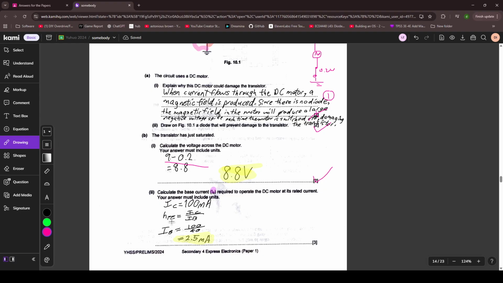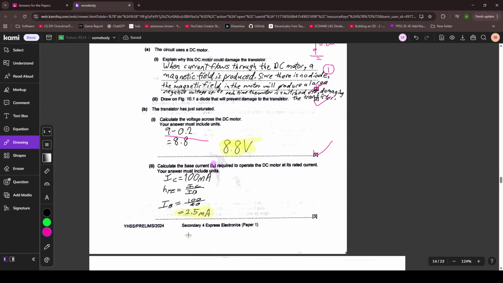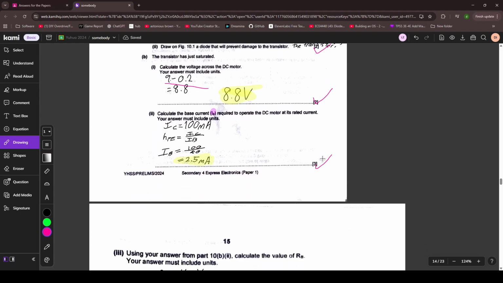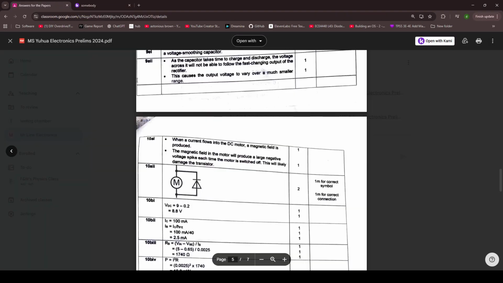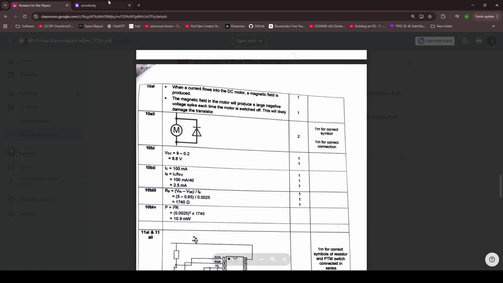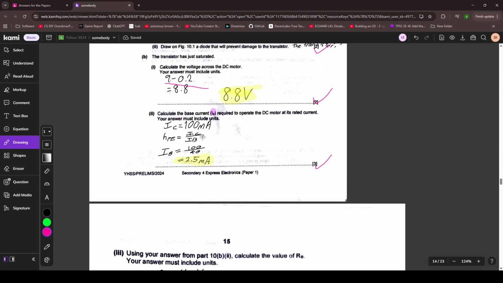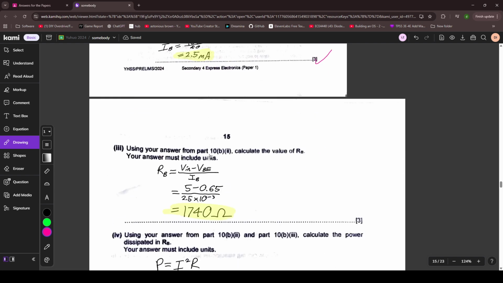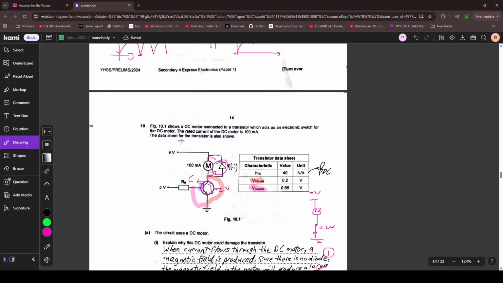It's just a fact. And then we can just rearrange stuff, sub in values, and we'll get it. So 100 divided by 40, which is 2.5. It's not 2.5 lah. Okay, but 100 milliamps. Okay, fair enough. Yeah, 2.5, nice. Alright. Using your answer from here, calculate the value of RB.